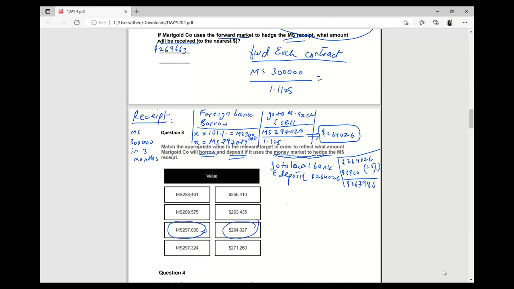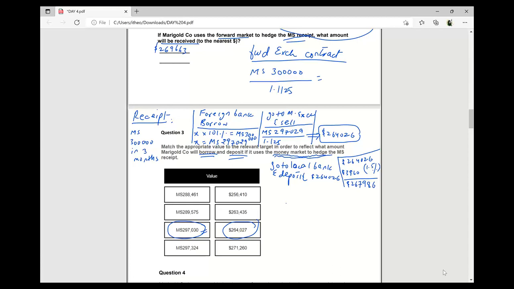Okay, one student is asking to repeat the first and the last step. So the first step is whatever receipt is coming. Borrow from a foreign bank a lesser amount, X. How much lesser? So that when interest is charged, it becomes equal to the exact amount. You are receiving 300,000 shillings, borrow a lesser amount X, so that when interest is charged, it becomes equal to 300,000. Shillings borrowing interest is 4%, so for 3 months it's 1%. X into 101% is 300,000. So you should borrow 297029.